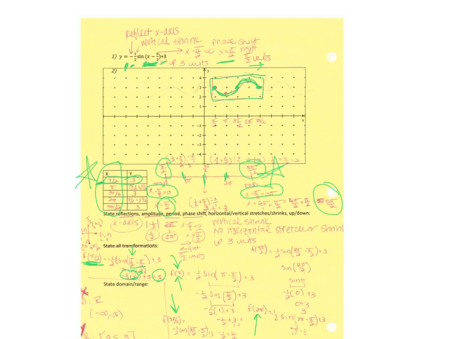So when you're talking about domain and range, just remember it does continue on, right? So the domain is all reals, negative infinity to infinity, but the range is how high and low it goes. So the lowest value is 2.5, and the highest y value is 3.